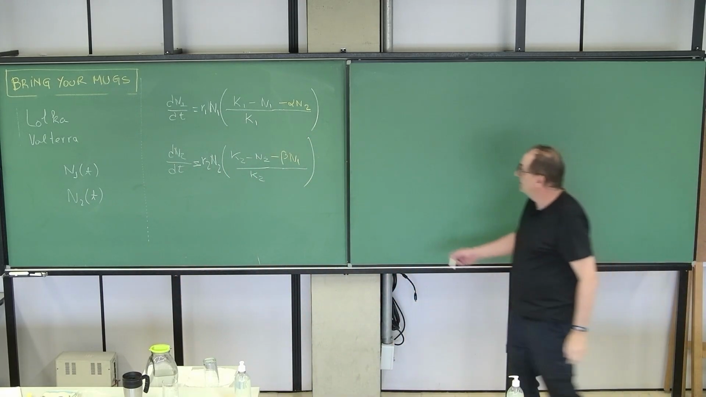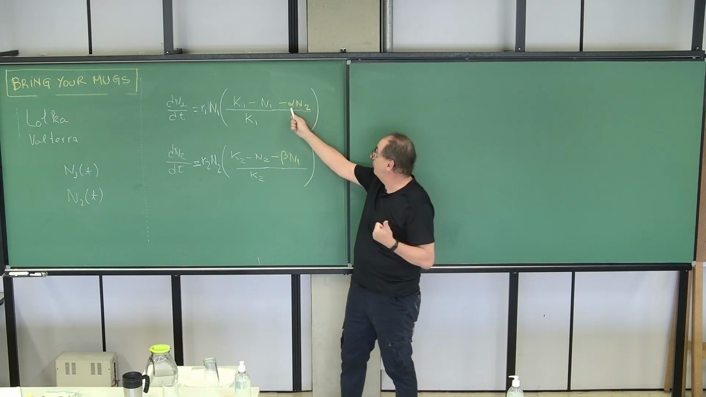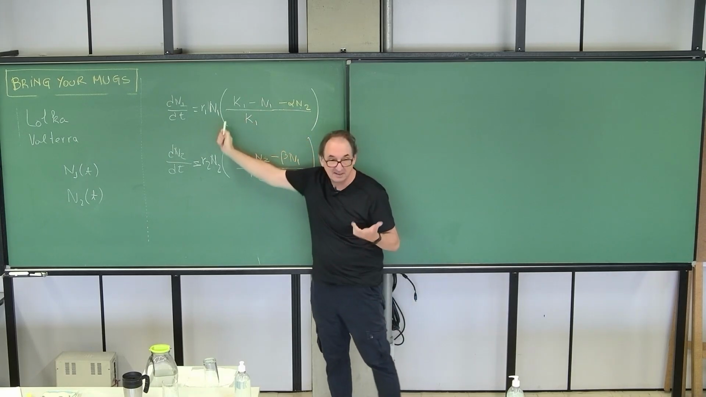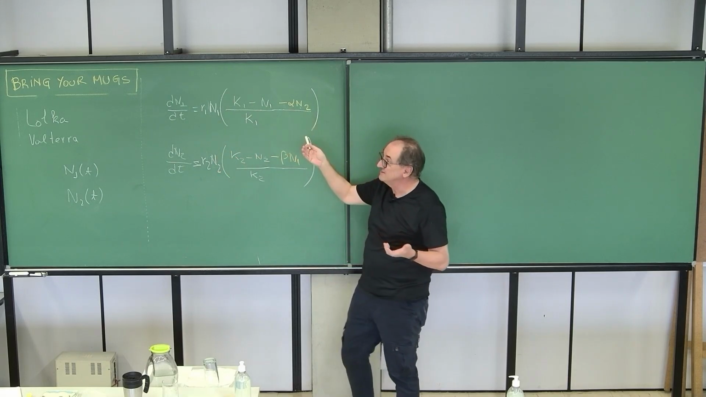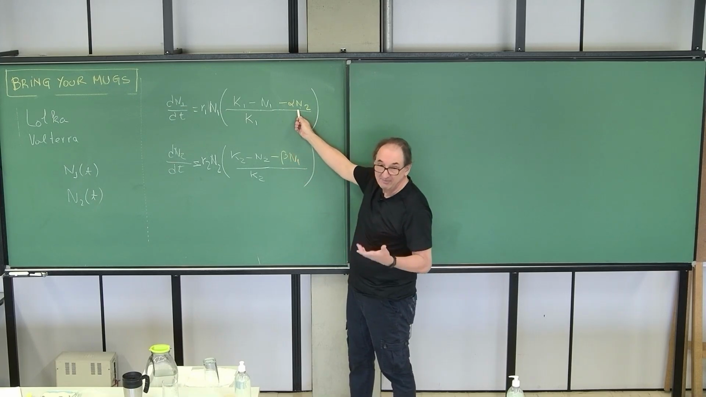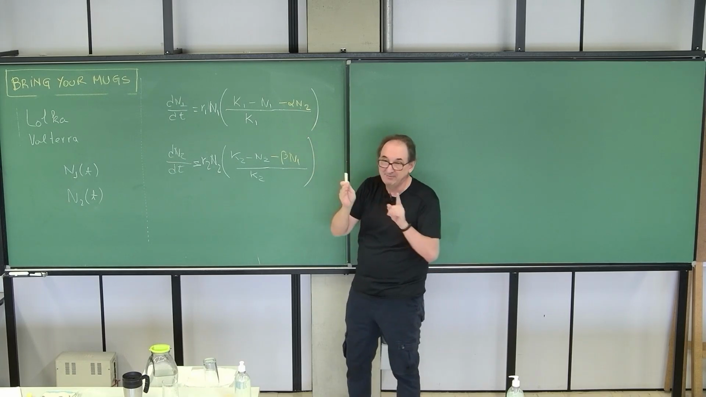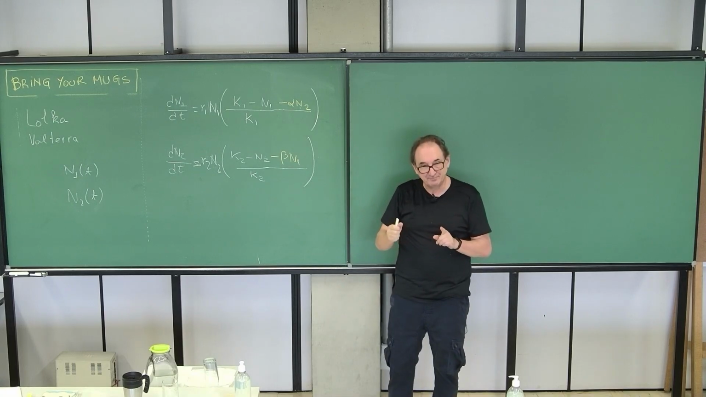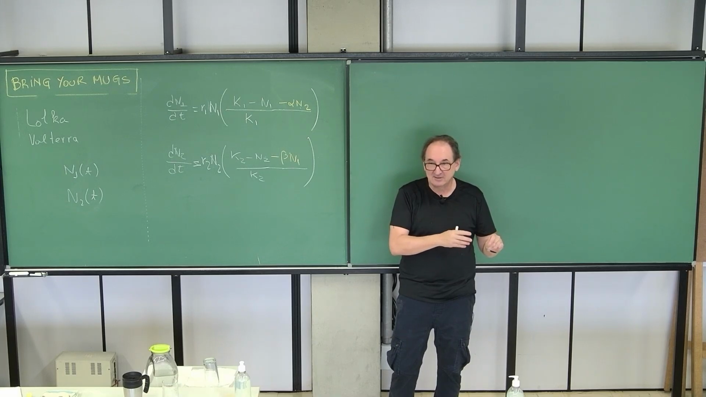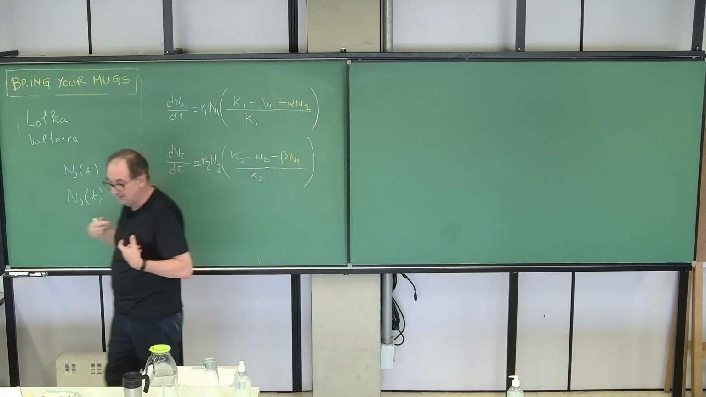It means that the effect of one individual of N2 has 4 times the effect of an individual of N1 on the species N1. Or if alpha is 0.5, it means that the effect of an individual of N2 is the same as half of an individual of N1.